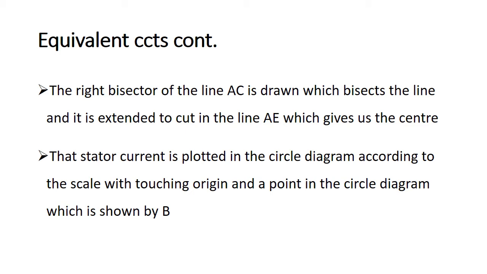We have two more points to note on the equivalent circuits. The right bisector of the line AC is drawn to bisect the line, and it's extended to cut the line AE, which gives us the center of the circle. That stator current is plotted in the circle diagram according to the scale. Here, friends, I urge you to be careful while choosing the scale.